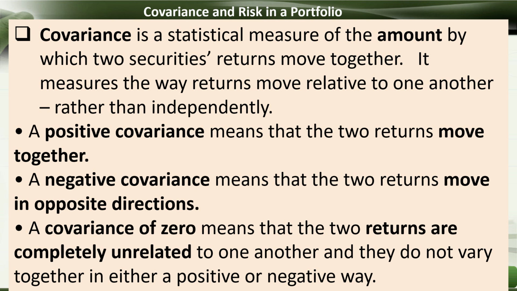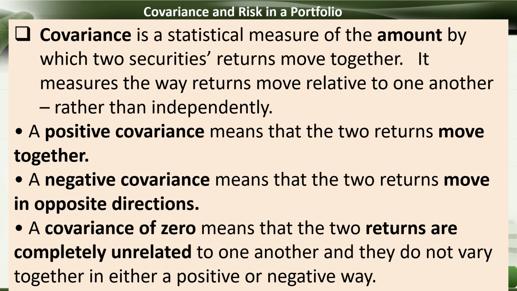A positive covariance means that the two returns move together. This is very important for you to interpret based on this movement. This is also part of the examination questions, so you have to read and understand this information carefully. A positive covariance means that two returns move together. A negative covariance means that two returns move in opposite directions. So we have to study what it means if it is a positive covariance and what it means if it is a negative covariance.